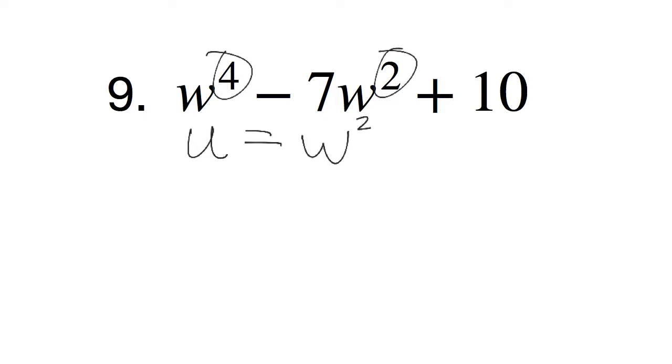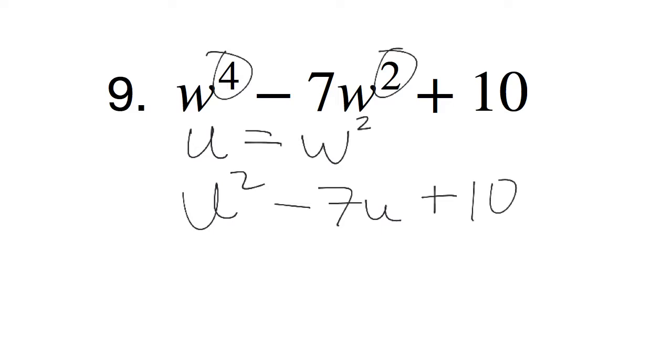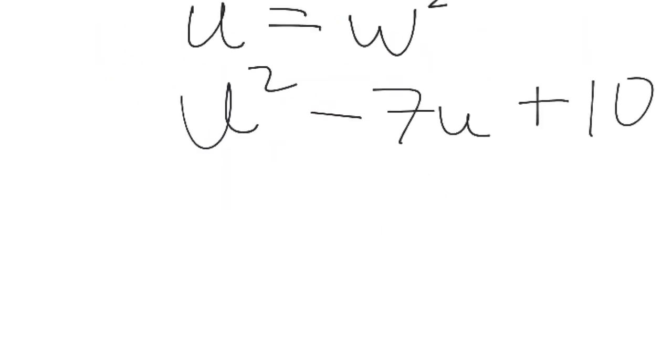If you rewrite the whole trinomial, it becomes u squared minus 7u plus 10. And now we've got a quadratic trinomial. Now the exponents are exactly the way we want them. I'm going to do a factor x on this trinomial instead.